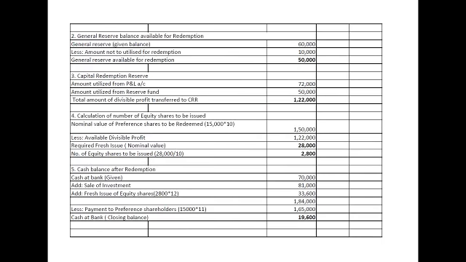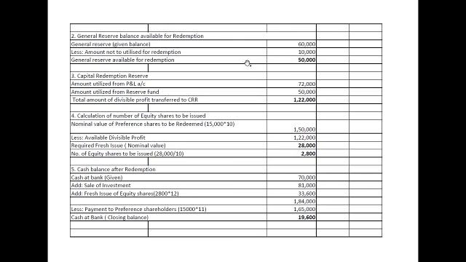Second condition with respect to general reserve. Now let us see how much general reserve is available for redemption in this working note. So as per the problem, the general reserve is 60,000, but there is one condition: amount not to be utilized for redemption, means amount to be kept in the general reserve is 10,000. So the available balance for the redemption of preference shares is 50,000.